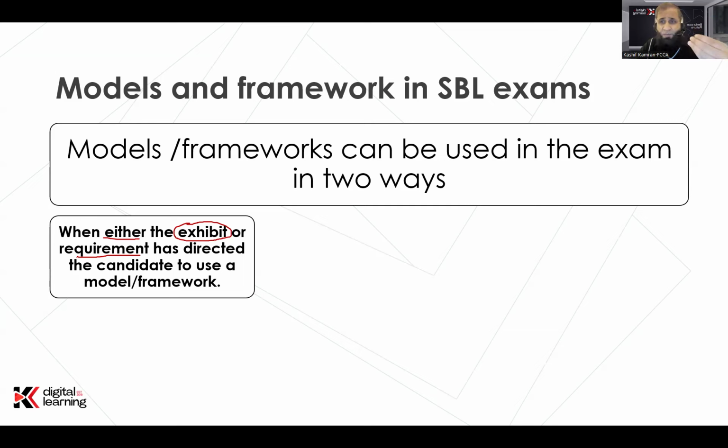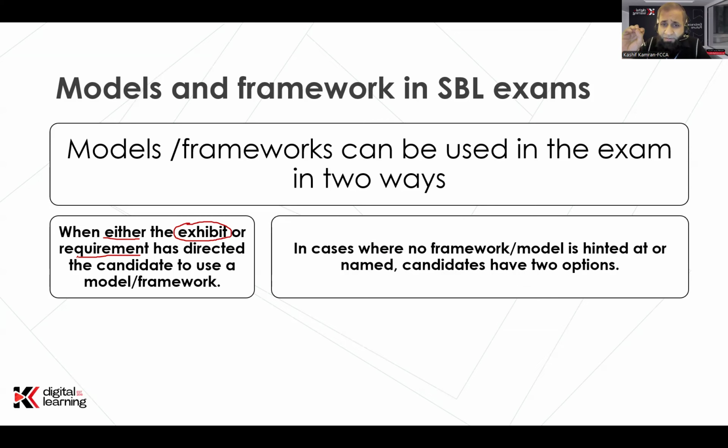But if you read the requirement and the exhibit and you find no relevance of a model, don't forcefully apply a model, because in that scenario, what I always tell my students is, a model isn't the best answer. Number two, in some cases where no framework or no model is hinted at or named, candidates have two options.